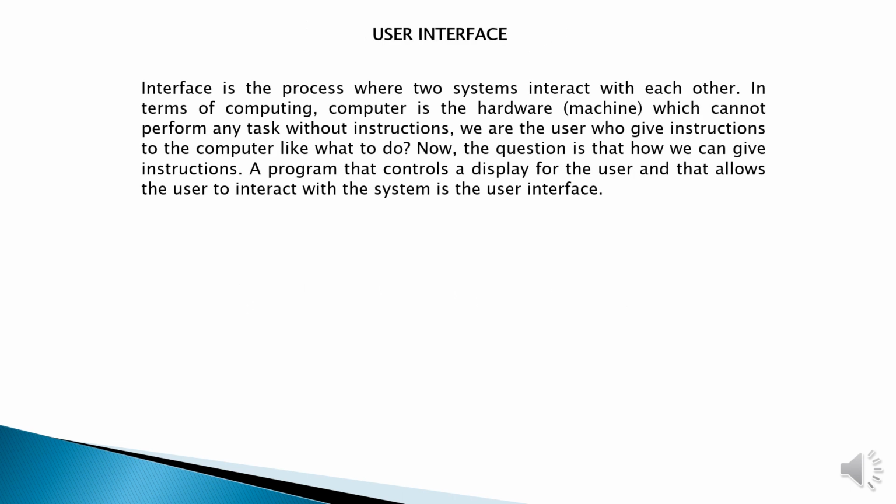Interface. Interface is the process where two systems interact with each other. In terms of computing, computer is the hardware machine which cannot perform any task without instructions. We are the user who give instructions to the computer, like what to do. Now the question is, how can we give instructions? A program that controls a display for the user and that allows the user to interact with the system is the user interface. This is the definition of user interface.